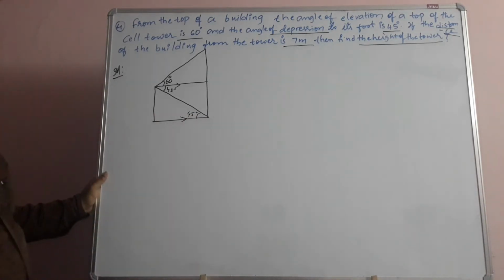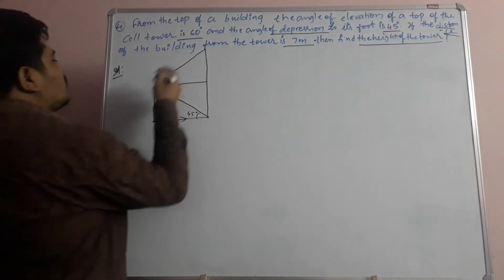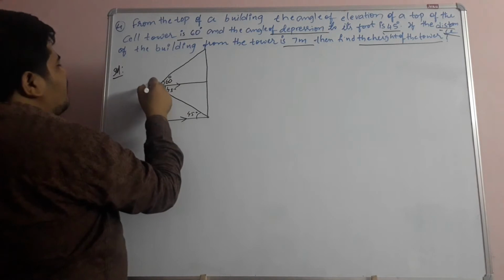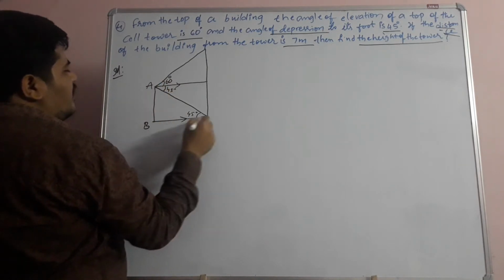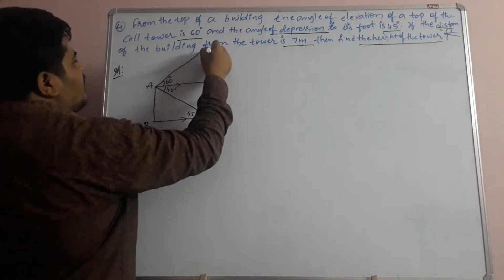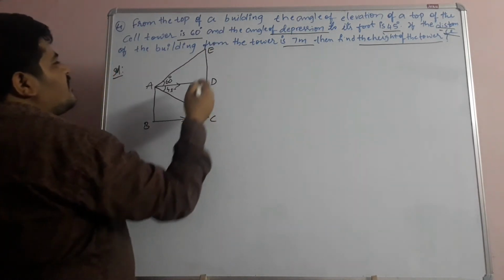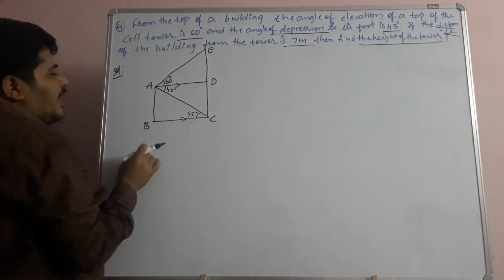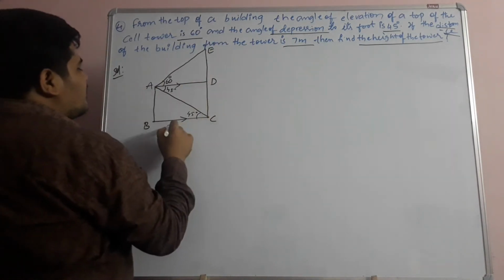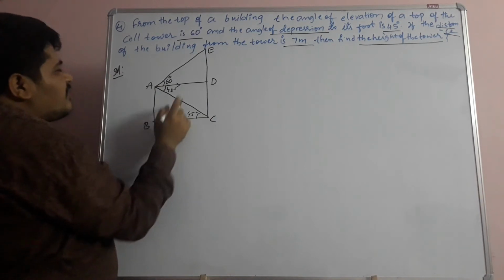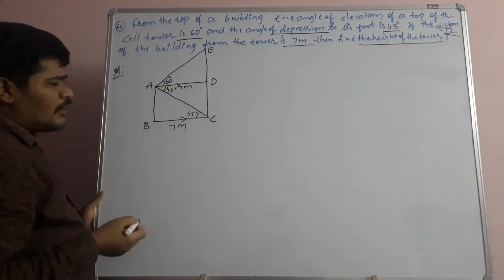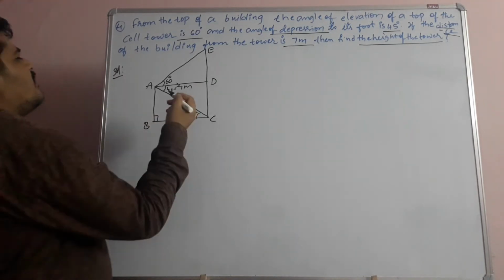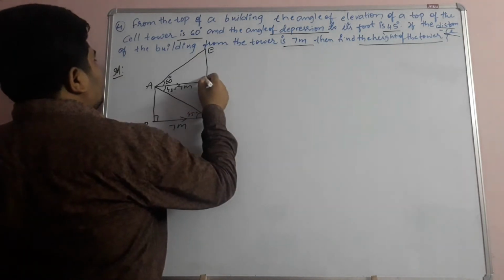So children, first we will name it. Here there are many parts, so A, B, C, D, E. What is the height of the cell tower? That is CE. The height of the cell tower is CE. And the distance between the building and the tower is 7 meters. So children, if it is 7 meters, this is also 7 meters. This is the perpendicular line, and this is a right angle.